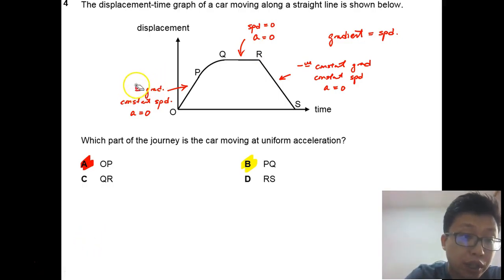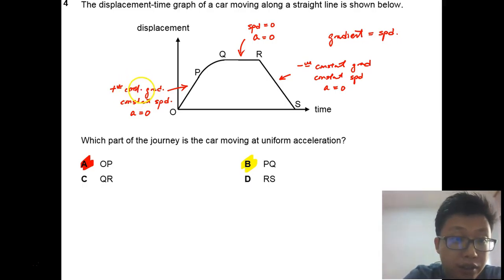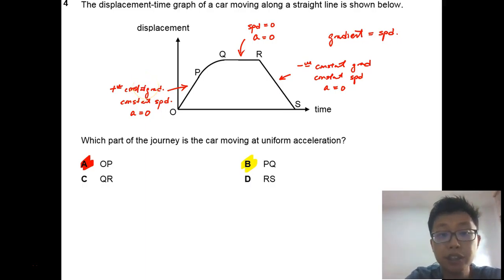Now just to be precise and to reduce confusion, I'm going to erase this and write it down in more specific terms. So down here it should be positive constant gradient. Okay, constant gradient. Now, if you look at OP, QR, and RS, you can see that all 3 parts give you acceleration is 0. And by the definition of uniform acceleration, uniform means that it doesn't change with time.